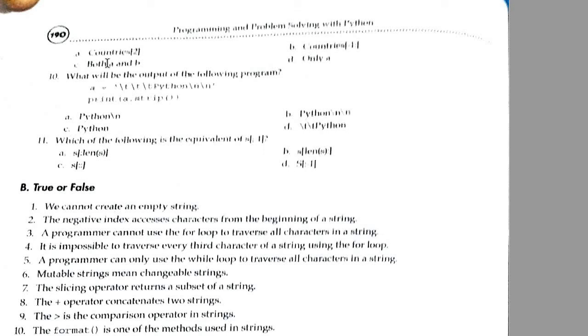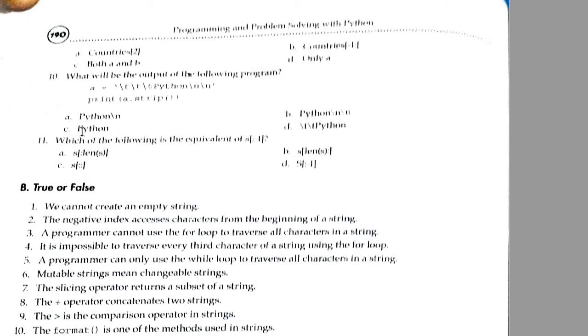Now what will be the output of the following program? Here \t\t\t, three times \t is there, then Python, \n\n. Now print a.strip(). We are using the strip function here. Now what will be the output? See here the strip function is used, so it just strips the whitespace. Fine. So option C, Python, will be the correct answer.